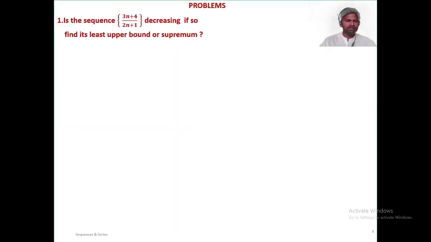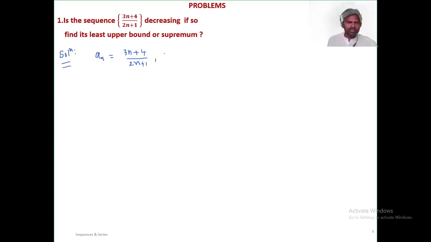Problem number 1: is the sequence decreasing? If so, find its least upper bound, LUB or supremum. First, is it decreasing? The given sequence has nth term 3n plus 4 upon 2n plus 1. Without finding the terms of this sequence, how do we investigate whether a sequence is decreasing or increasing? You can do it like this.